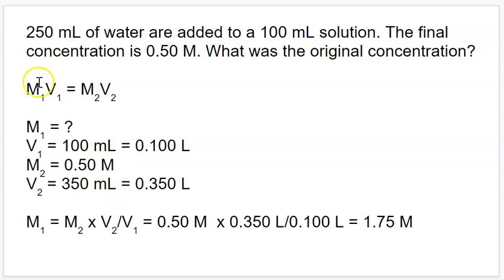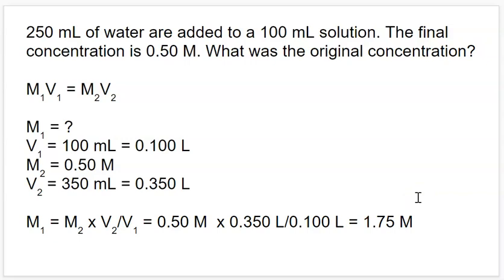So now I'm solving for M1, so I can divide both sides by V1. I'm going to end up with M1 is equal to M2 times V2 over V1. So that means 0.5 molar times 0.350 liters divided by 0.1 liters. That ends up with a 1.75 molar solution as the concentration of the original solution.